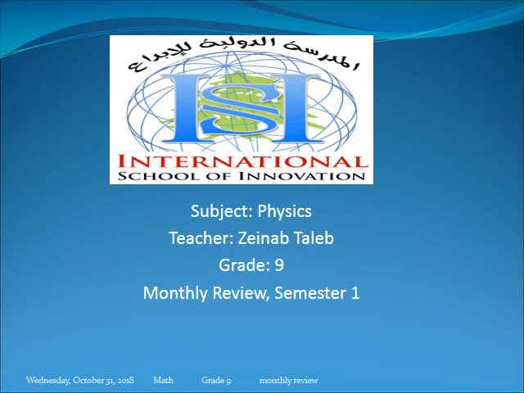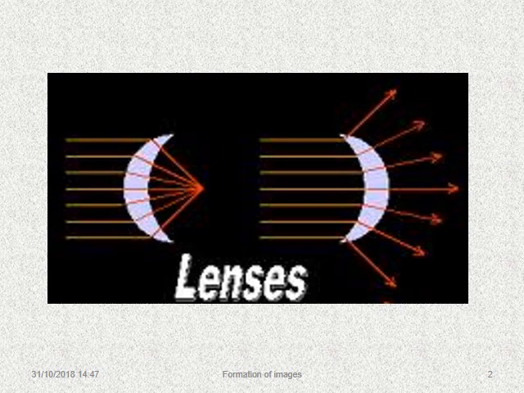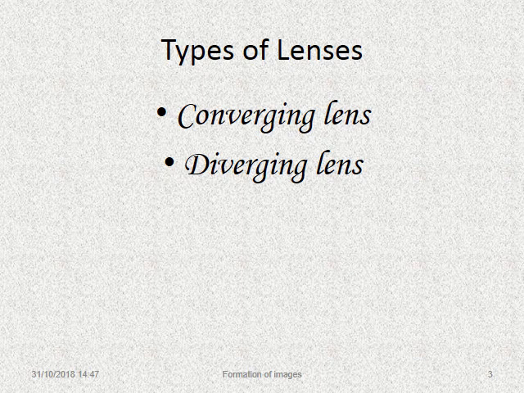Monthly review, semester 1, physics. First, we begin with lenses. We have two types of lenses: converging lens and diverging lens.